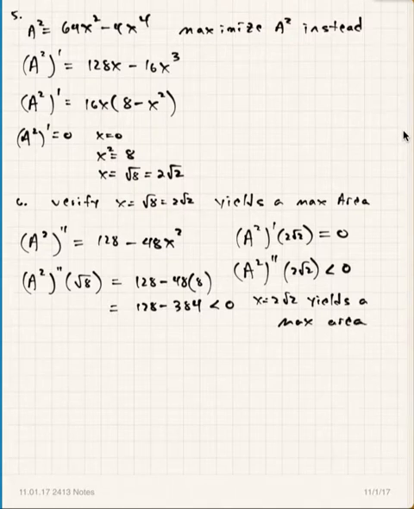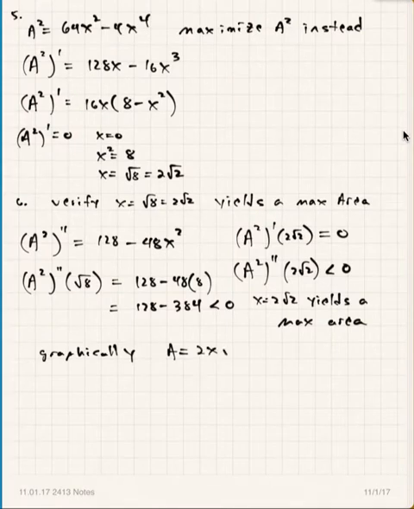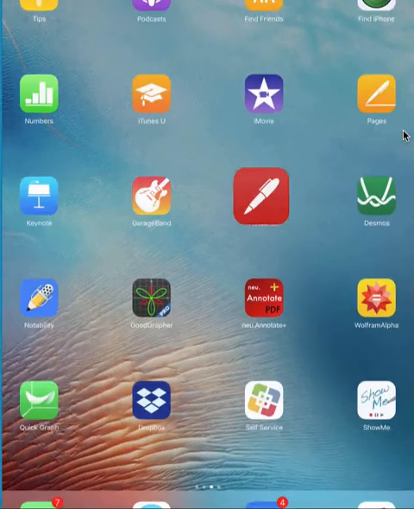Now, in solving this problem, if you were going to do this graphically, what I would do is graph the original function. The original function that we set up for area was A equals 2x times the square root of 16 minus x squared. What you want to do is verify that at 2 square root of 2, which is approximately 2.8, you're actually getting a maximum area at that spot. So that would be a good problem to look at graphically.